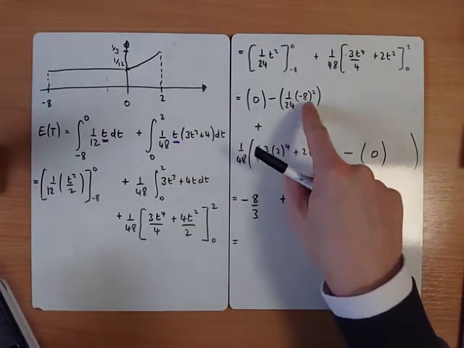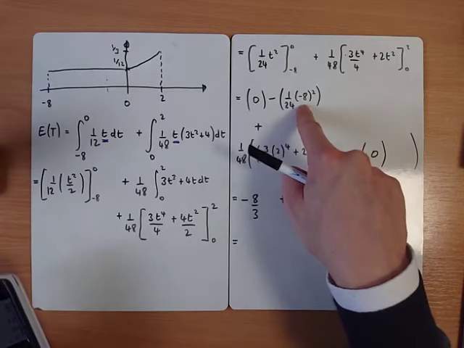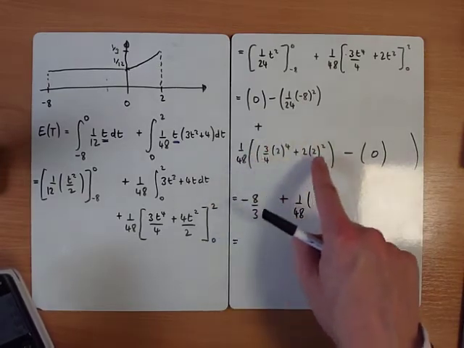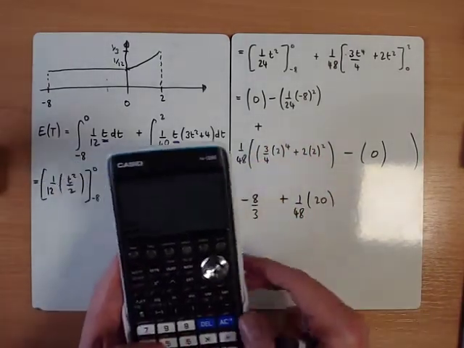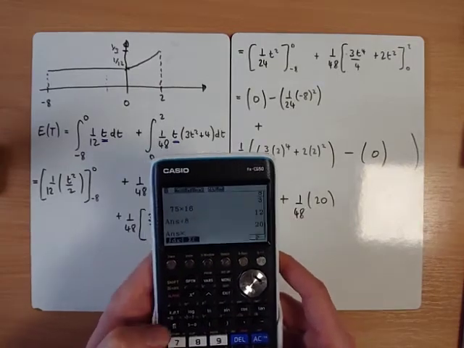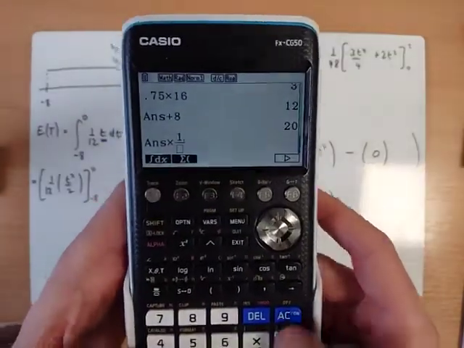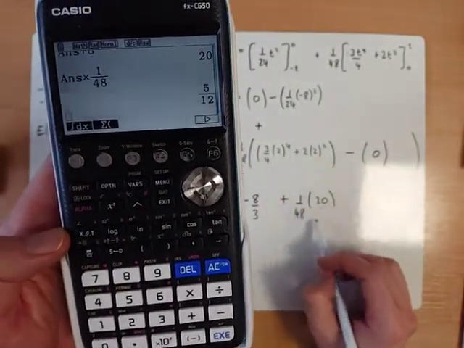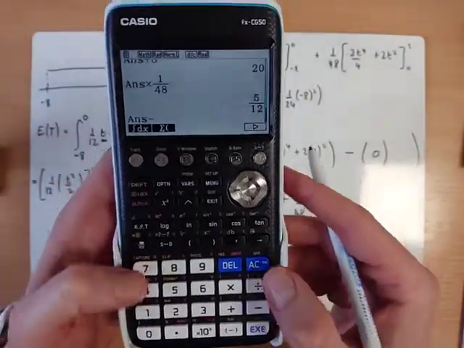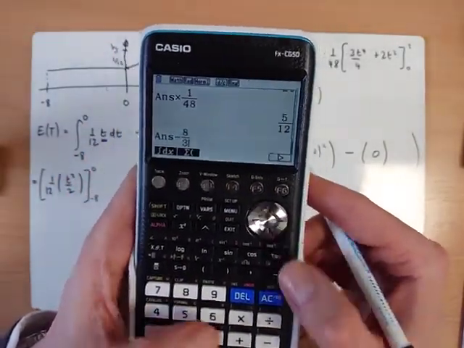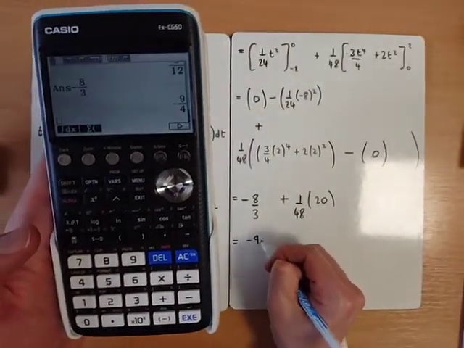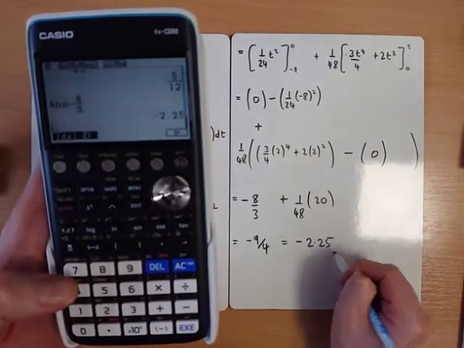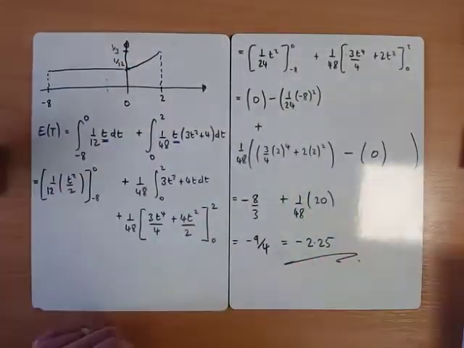Okay, so for that bit there, just be careful, that negative squared is positive, and then you subtract it, so that's minus 8 over 3, and then we've got 1 over 48 times by this stuff, which is 20. Okay, so if we do 20 times by 1 over 48, I've got that there, which is 5/12, and this, which is minus 8/3, which is minus 9 over 4, which is minus 2.25, which thankfully is what we were asked to find, because I didn't want to do that again.